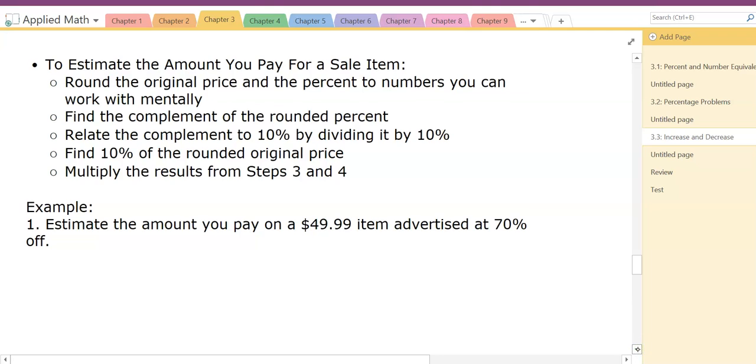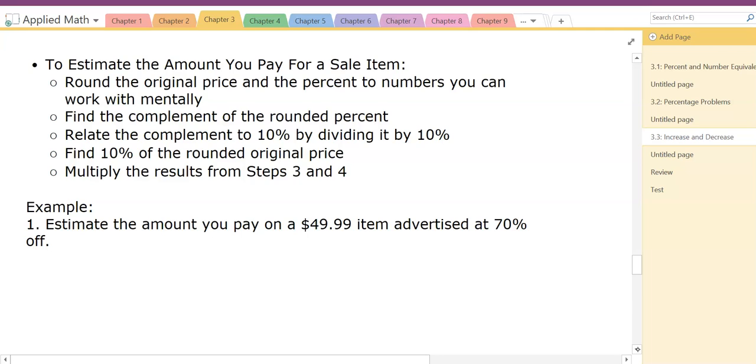Next, we're going to get into estimating a little bit, and we're going to estimate how much we'd have to pay for something for a sale item. So this is useful if you're somewhere and you know that you have so much money that you need to spend, or you have a budget of a certain amount, and you've got something in the store that's on sale, and you're trying to figure out what it's going to maybe cost me. You can try to do some of this mentally without having to pull out a calculator and find the exact amount with the discount.